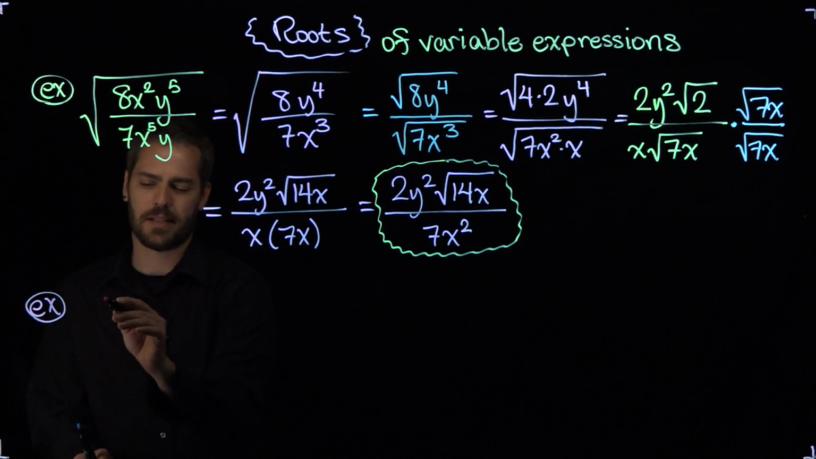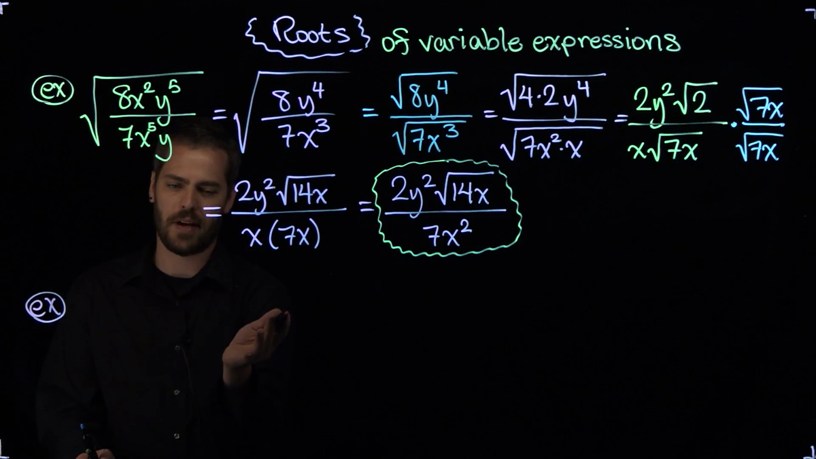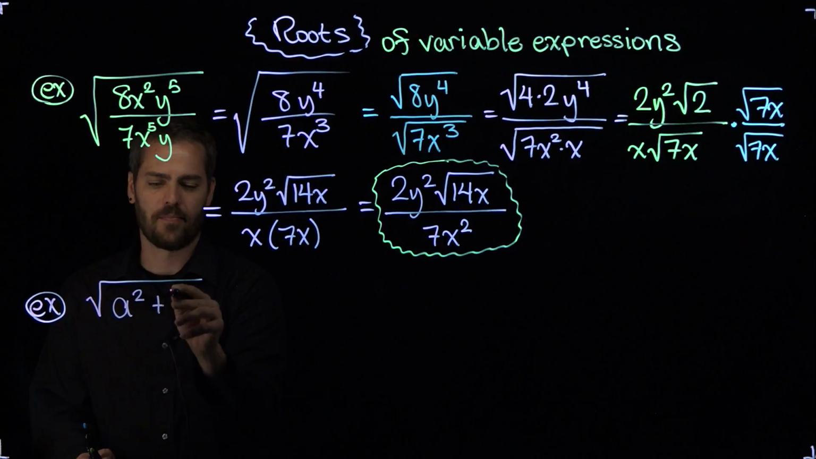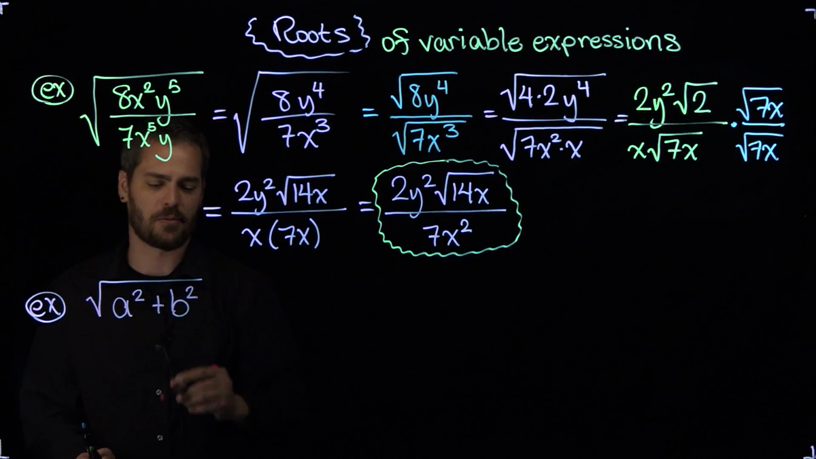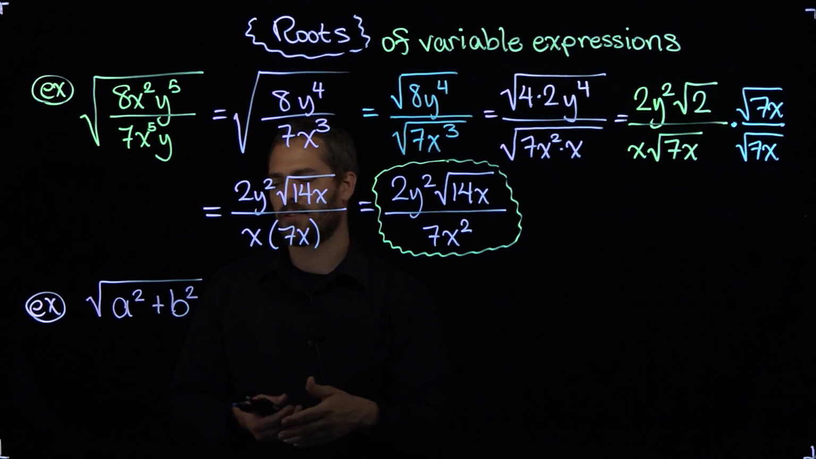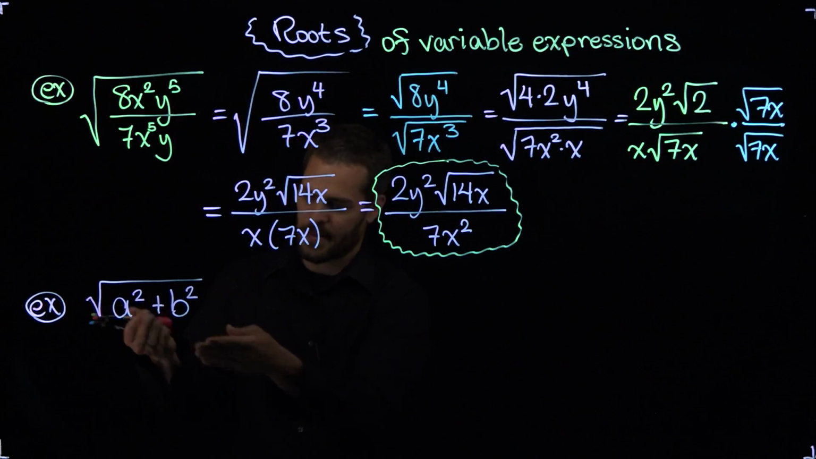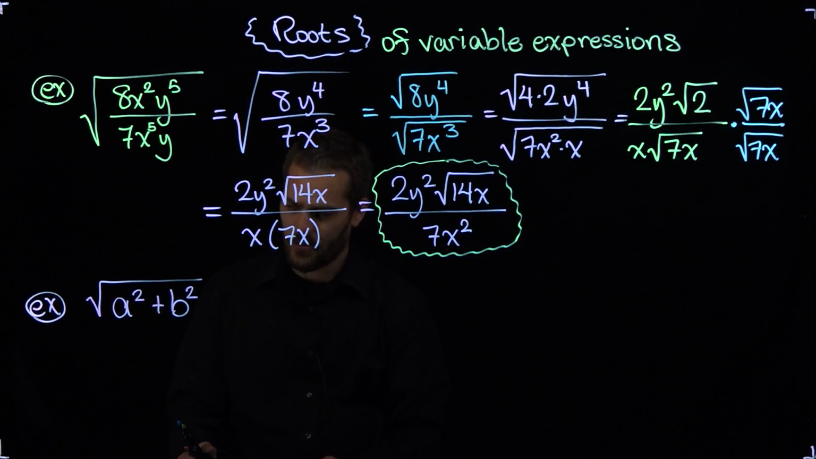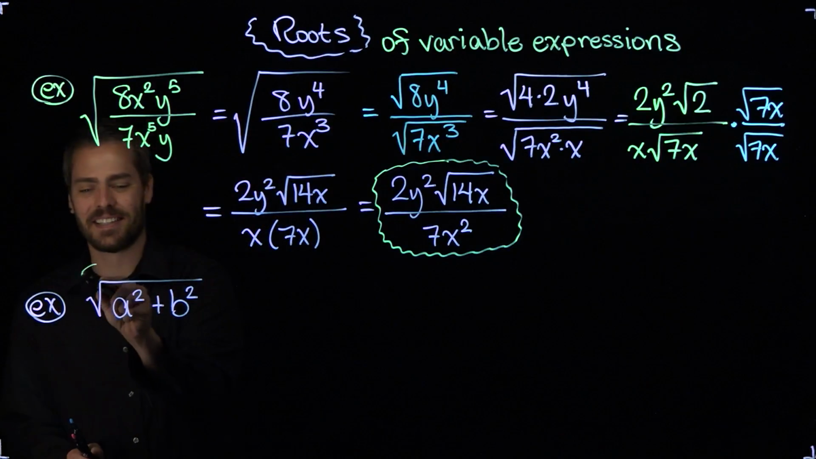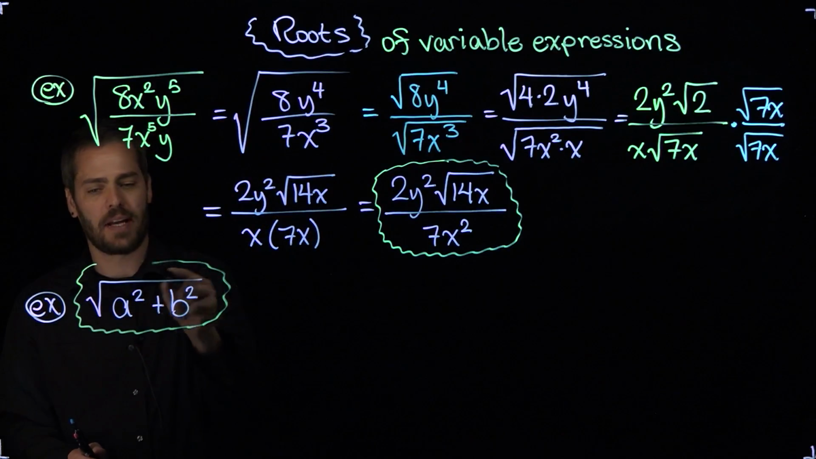Let's take a look at something that comes up often in the Pythagorean theorem. Quite simply, the square root of a squared plus b squared. Remember, Pythagorean's theorem is for right triangles. It says a squared plus b squared equals c squared. And if you're solving for c, you take the root of both sides, and you get something that looks like this. Now, the question is, can I simplify that? The answer is no. This is it right here.